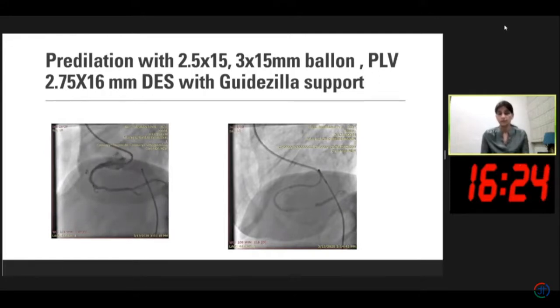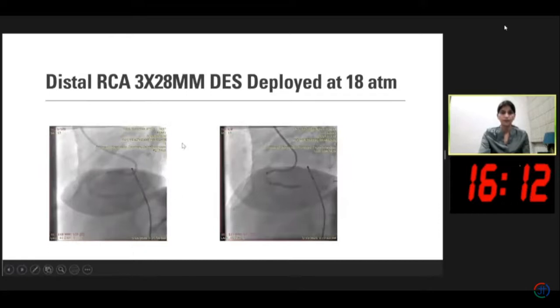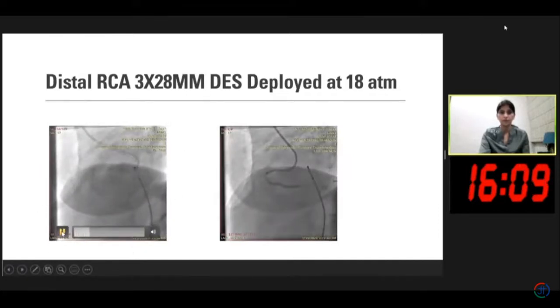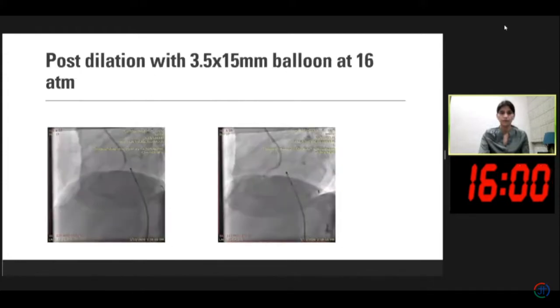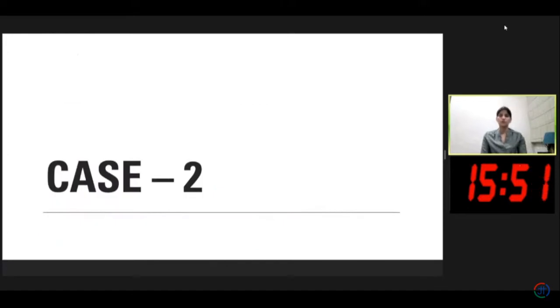Despite doing rota, we had to use a mother and child catheter to deliver the stent to the PLV, because it was too distal and we could not track the stent to that site. Then the distal RCA stent, 3 by 28 DES, was deployed with the help of a Guidezilla catheter. Post dilation was then done with a 3.5 by 15 millimeter balloon, and this is the final picture. In this case, we could get good expansion of the stent. We did not do imaging to see how much expansion there was, but angiographically it looked good.